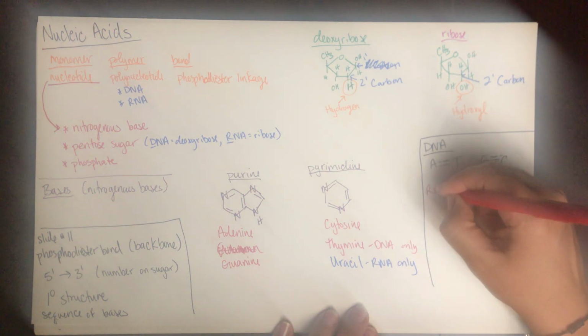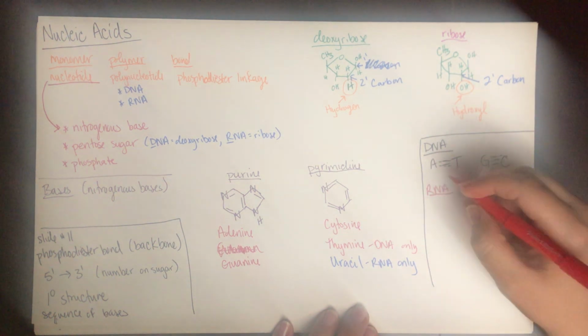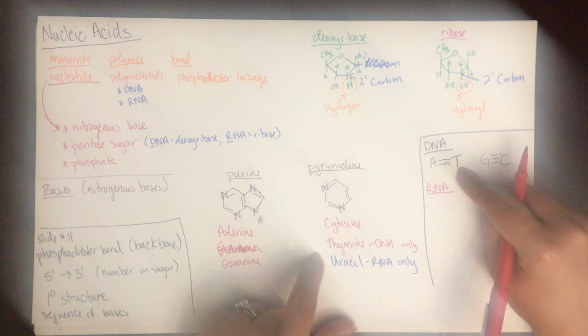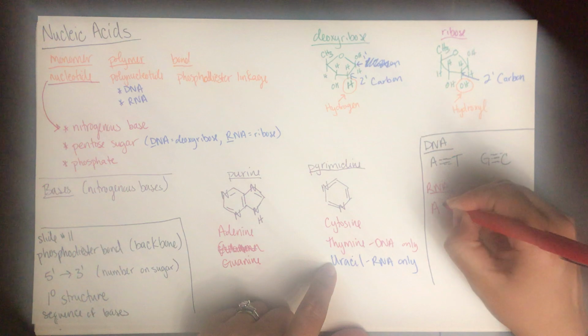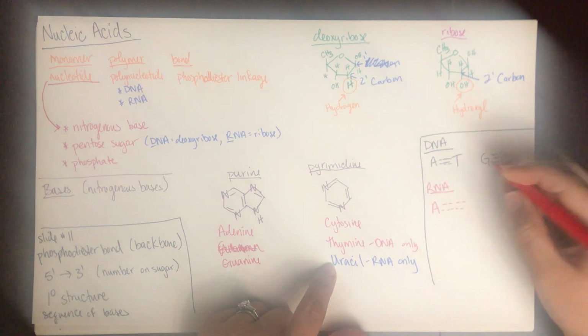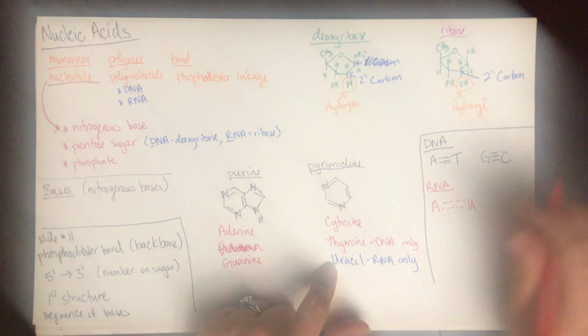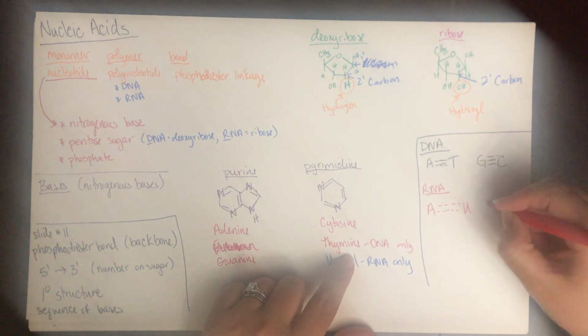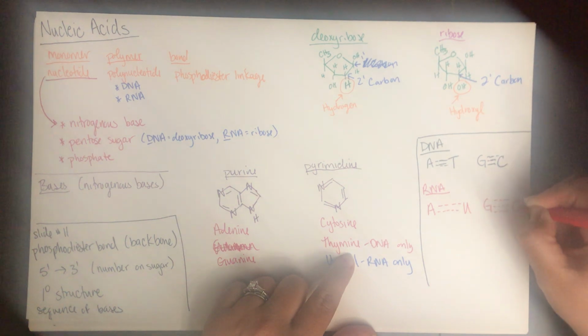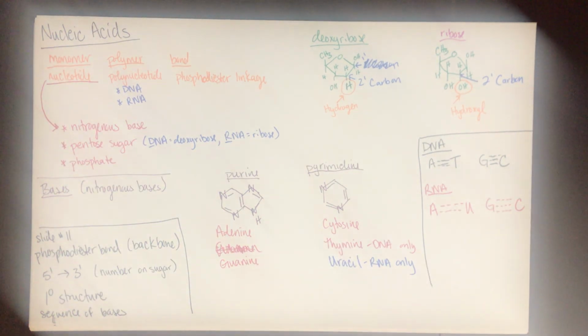RNA does not have any thymine. Remember, thymine is DNA only. So RNA is going to have 2 hydrogen bonds between adenine and uracil, and the same 3 hydrogen bonds between guanine and cytosine.